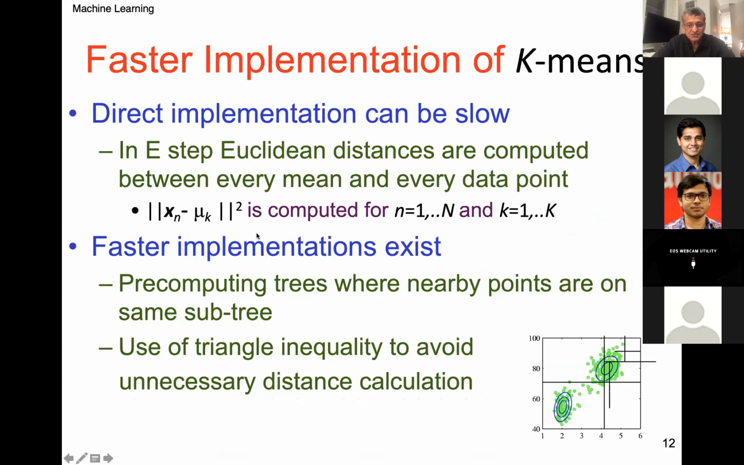Faster implementation of k-means. Even k-means can be improved. The direct implementation of k-means can be slow, and in each step, Euclidean distances are computed between every mean and every data point. So if you have a large number of data points, you have to compute the distance for every point again and again. Faster implementations exist, pre-computing trees where nearby points are on the same subtree and so on. So there are some clever algorithms available for k-means. You're implementing k-means for this project too. So there's an idea: you can look into how you can improve the speed if it's very slow.